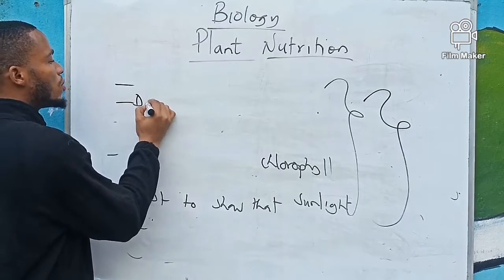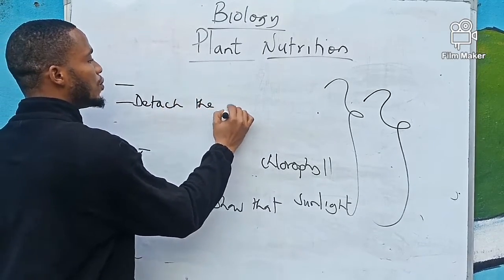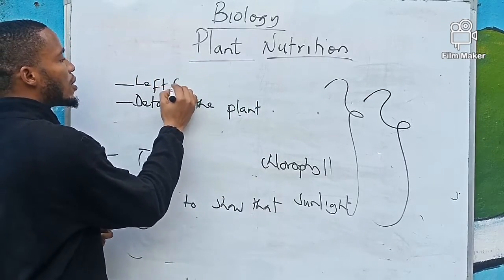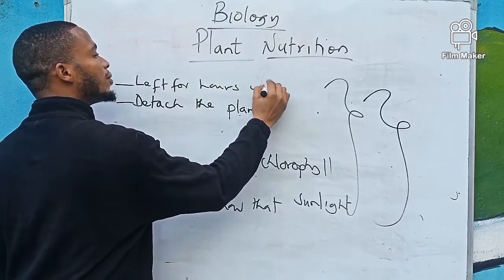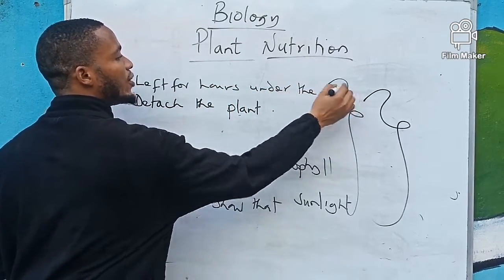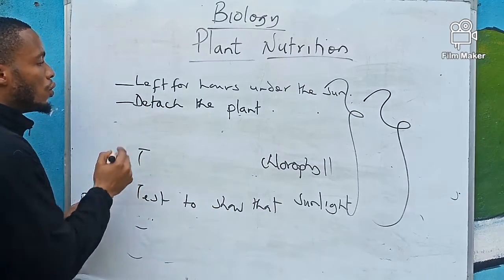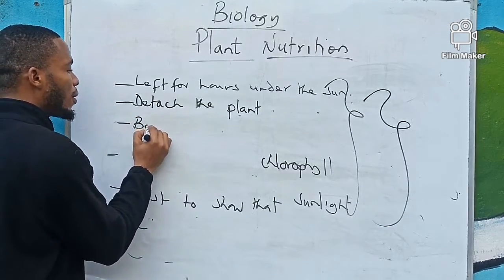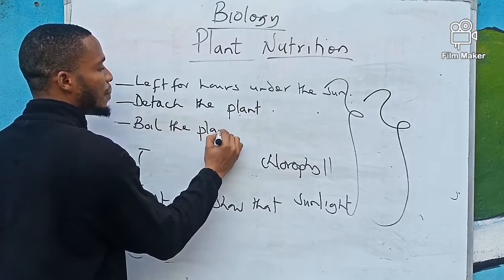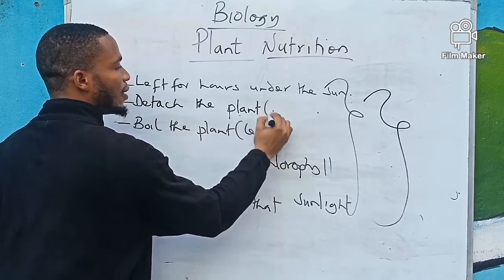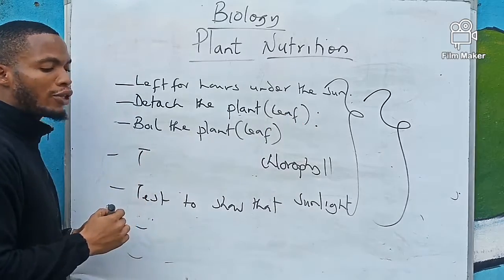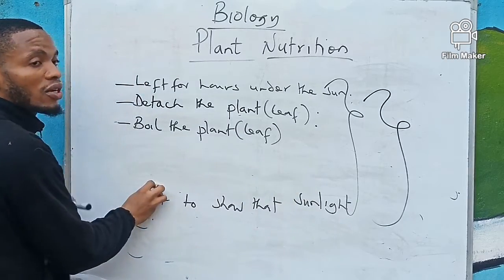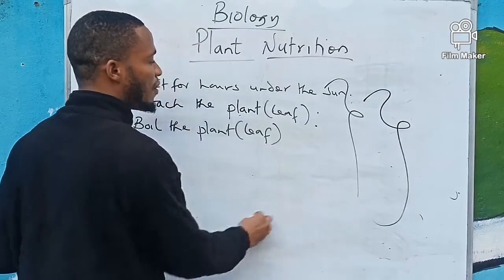Two, you detach the plant, after it has been left for hours under the sun. Three, what you do next is boil the plant. When I say plant, I mean the leaf of the plant. Why do you boil it? To kill the cells, to make the cells inactive, to make the cells stop performing any activity.